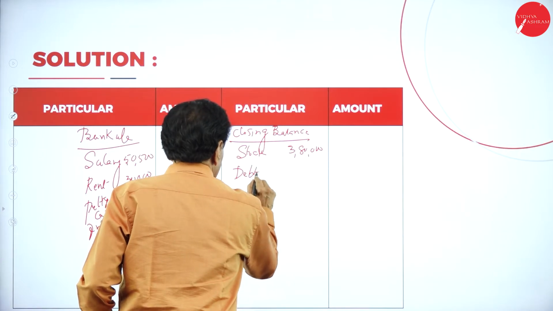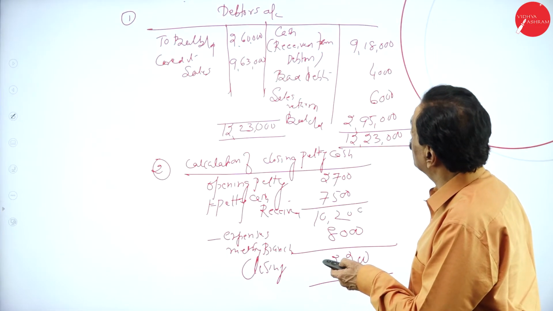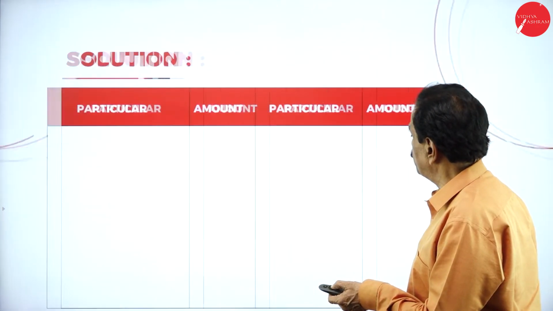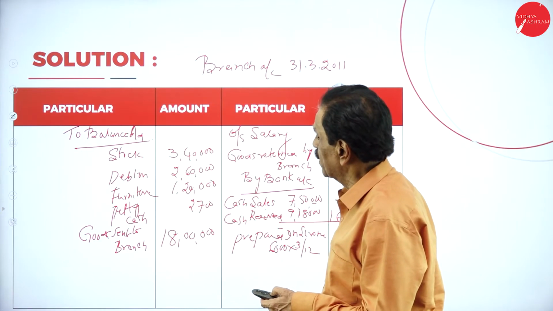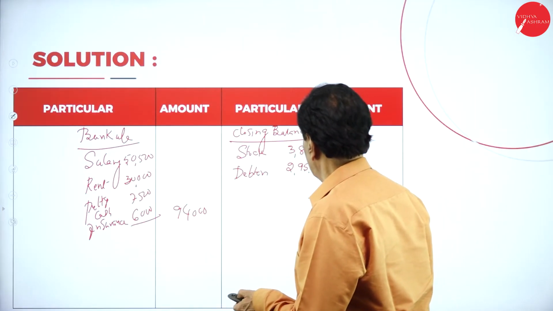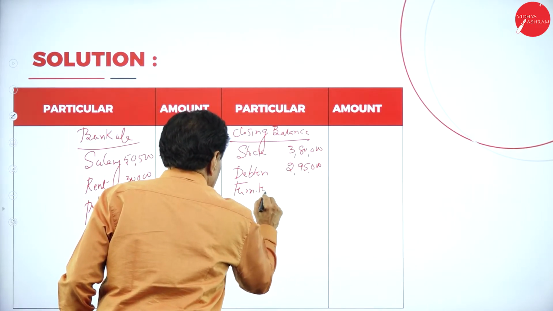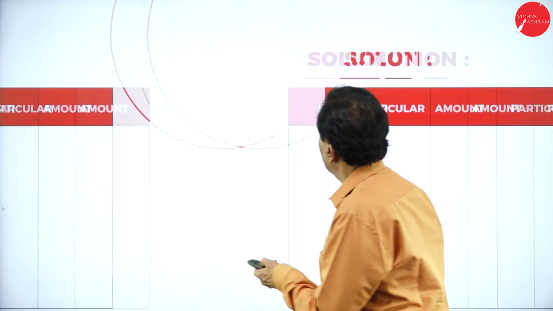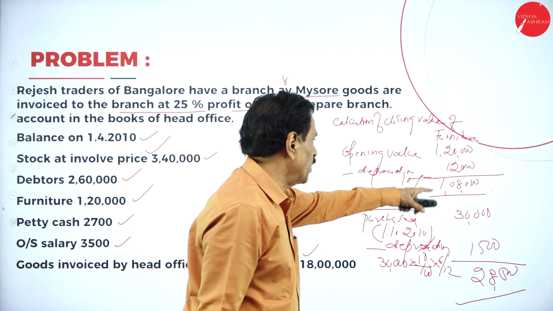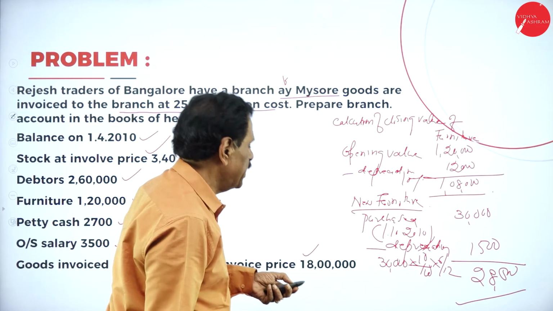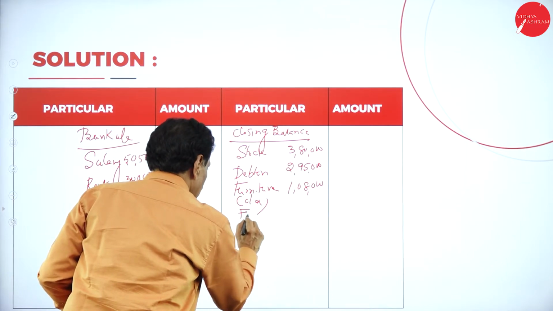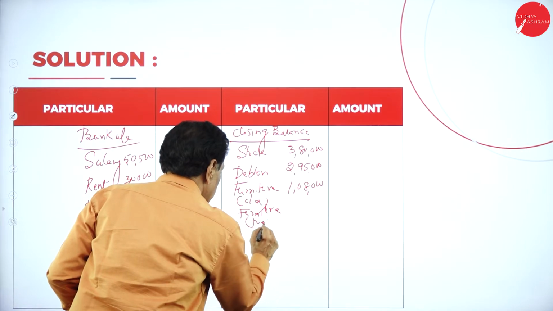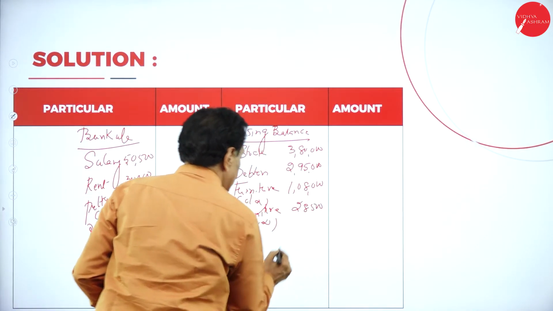Then debtors. We have prepared the debtors account. How much do you have in the debtor account? 2,95,000. Debtor over. Stock over. Furniture, in the bracket old. What's the value of the old furniture here? You calculate the furniture value. Old 1,08,000. New furniture 28,500.